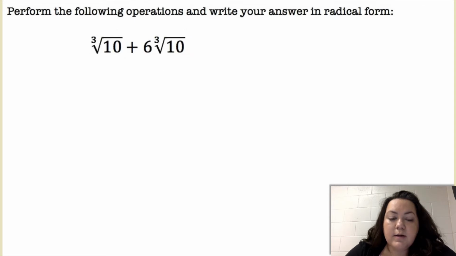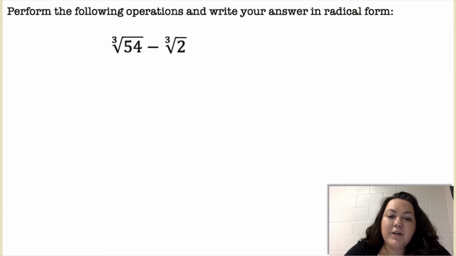All right, this one, I have the cube root of 10 plus 6 times the cube root of 10. So they have the same base, they have the same index, and I can go ahead and add them. There's a 1 in front of the cube root of 10, so I can do 1 plus 6. That would give me 7 cube roots of 10.